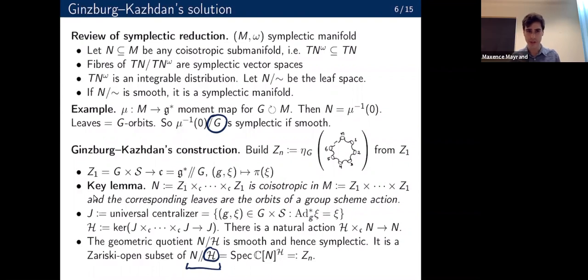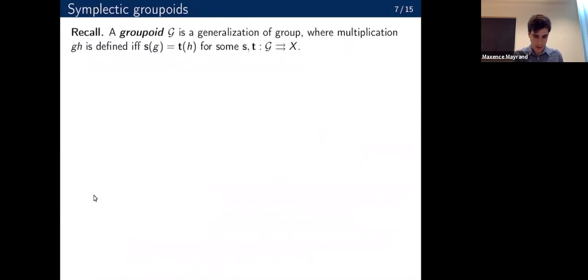Those are the questions I asked myself when I saw this construction, and I wanted to build some general theory of symplectic reduction, which includes that as a special case. And that's what I want to explain next: yes, there's a very nice way to view that as a reduction along a certain submanifold. Okay, so to explain this construction, I will review a little bit about groupoids.